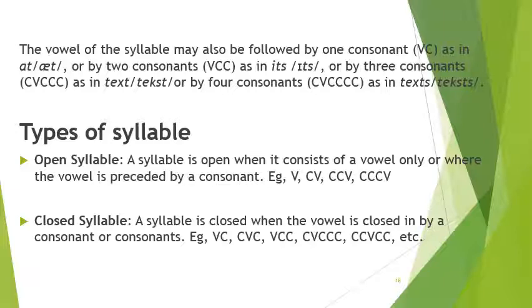And you can have a closed syllable. A syllable is closed when the vowel is closed in by a consonant or consonants, that is a consonant cluster, as in VC, where you have a consonant closing the nucleus part of the syllable, that is the vowel, or CVC, that is having what? The consonant before the vowel, then lastly the consonants, or VCC, two consonant clusters, then CVCC, or two consonants before and two consonants after. This is called a closed syllable.